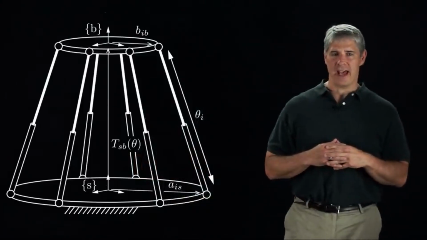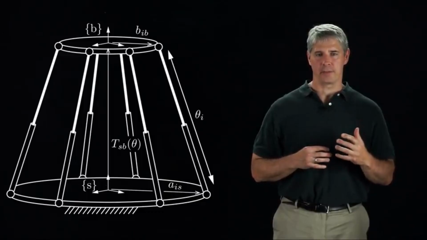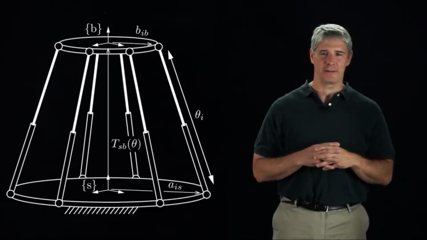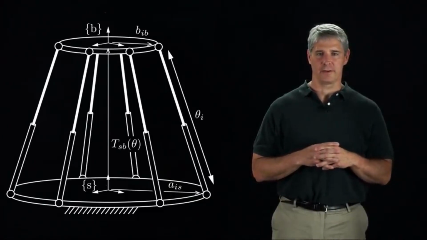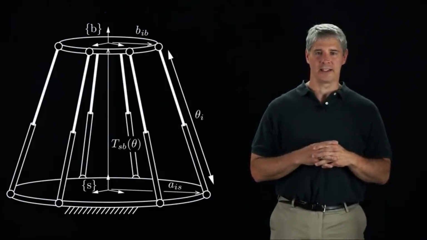The fixed frame is S, and the end effector frame is B. The configuration of the B frame relative to the S frame is T_SB of theta, where theta is the vector of joint variables representing the leg lengths. For the ith leg, theta_i is the length of the leg.